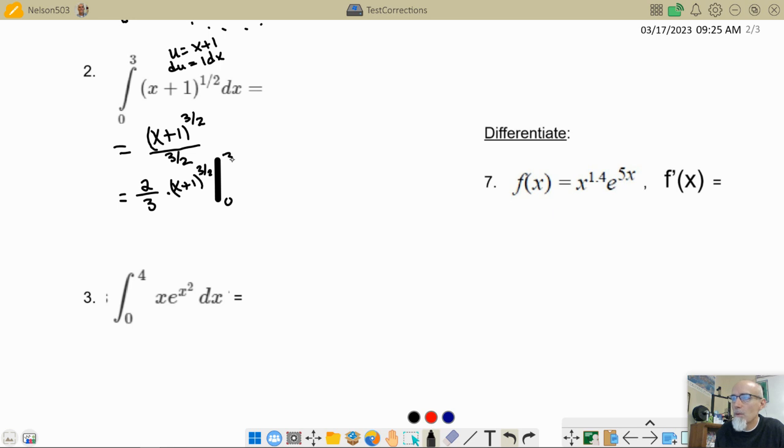So 0 to 3 is what we want to evaluate, right? If I stick 3 in here, I get 4, so I get 2/3 times 4 to the 3/2 power. And I'm going to subtract what I get when I put the 0 in there, and that would give me 1 to the 3/2 power. Well, that one's easy.